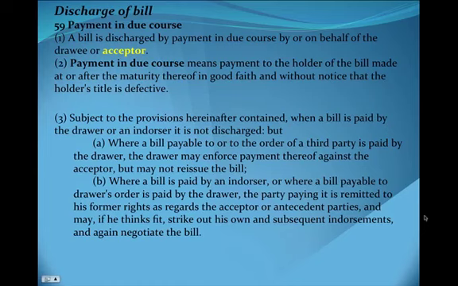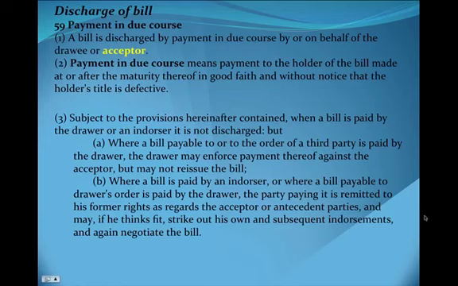Okay, so what we're going to be doing is John Doe, the real man, is going to be ordering the third party, which is the straw man. Okay, do you get that? A bill payable to or to the order of a third party. So John Doe, the real man, will order John Doe, the straw man, to pay. Is paid by the drawer. The drawer may enforce payment thereof against the acceptor, but may not reissue the bill.